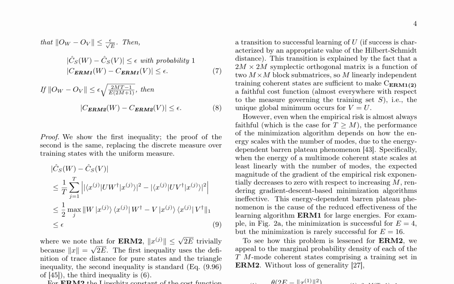Notably, they show that the Lipschitz constant of the cost function is smaller for ERM2, implying that the cost function is more stable and easier to optimize. To derive these bounds, the authors utilize the definition of trace distance for pure states and the triangle inequality to obtain upper bounds on the differences between the cost functions CERM1(W), CERM1(V), and CERM2(W), CERM2(V).